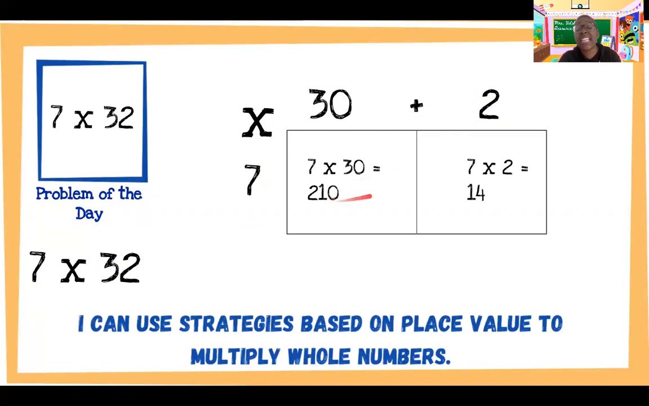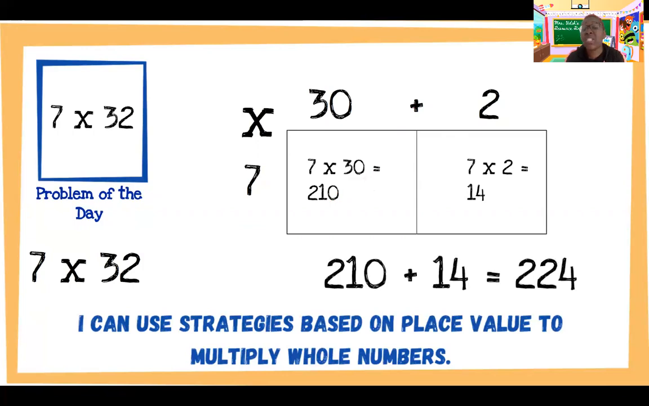Now, because these were partial products, we need to put them together in order to get our solution. So we're going to add 210 plus 14. What is 210 plus 14? Did you say 224? If you did, you're absolutely correct. So because 210 plus 14 is 224, that tells us that 7 times 32 is also 224.